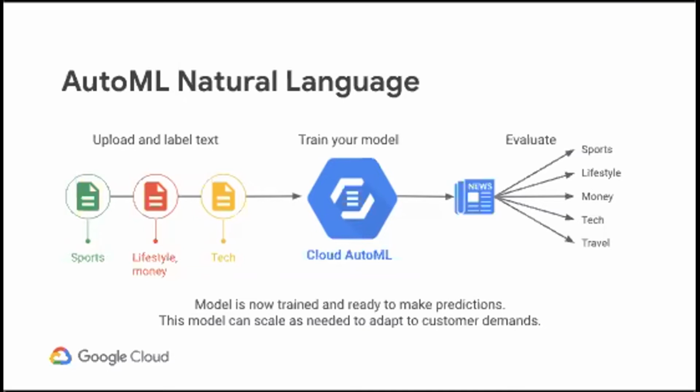So this is an example of using AutoML NLP, where you have different labeled text, and then you can recognize what a piece of text is about after training it for a while.